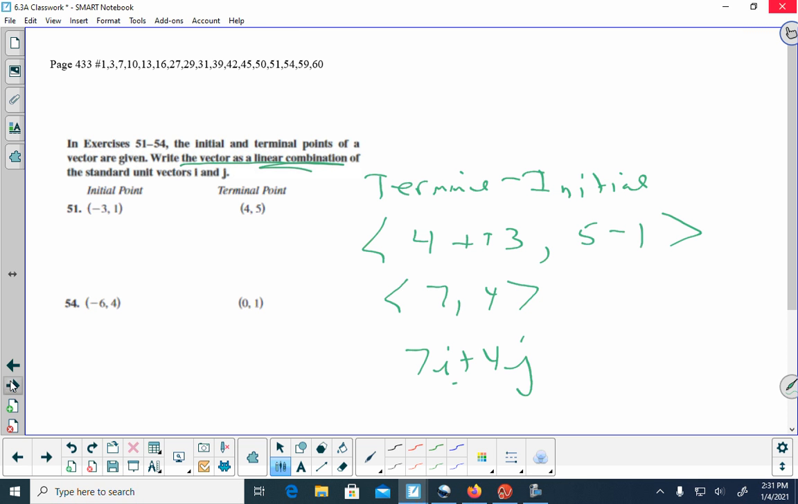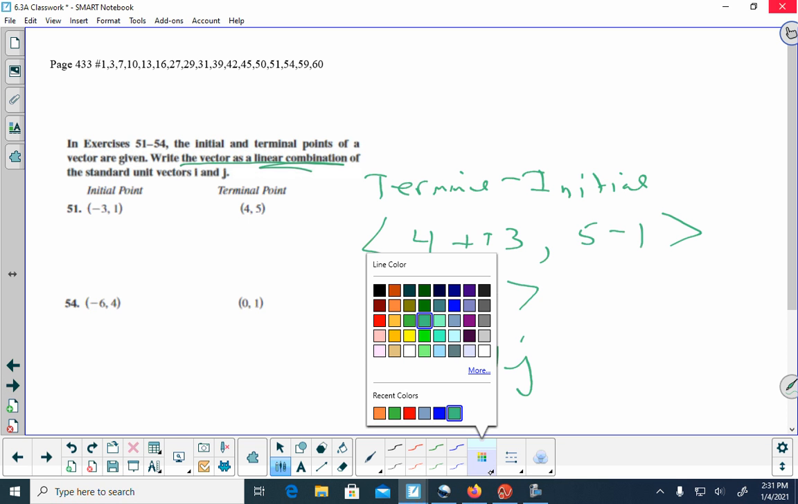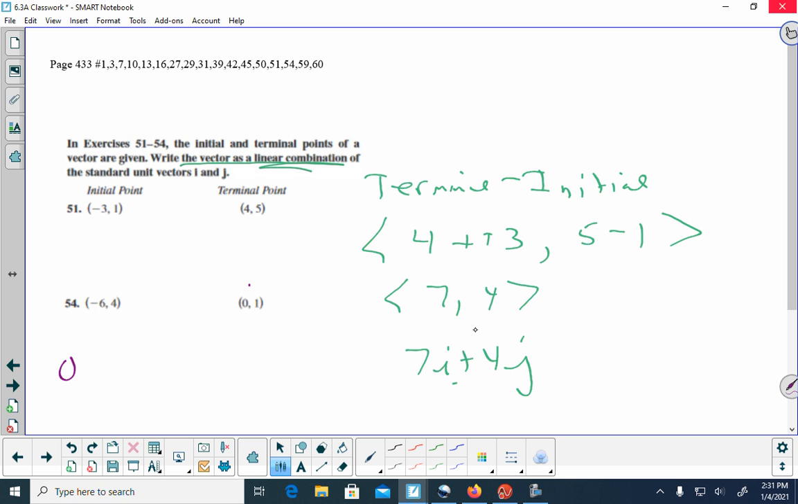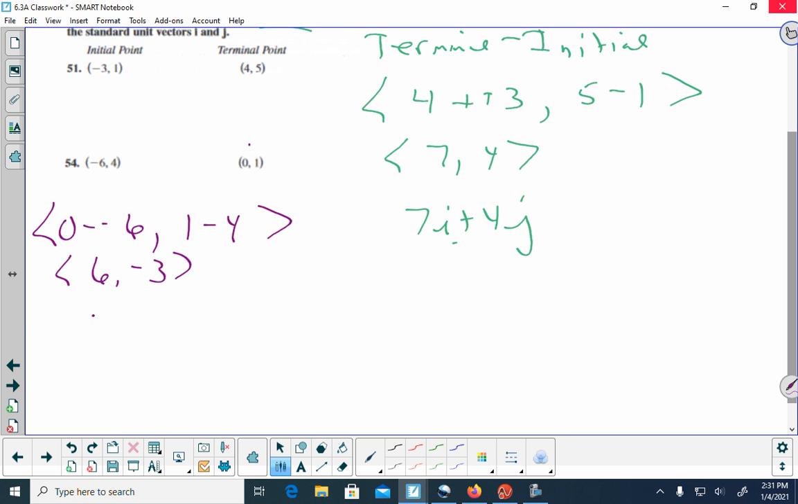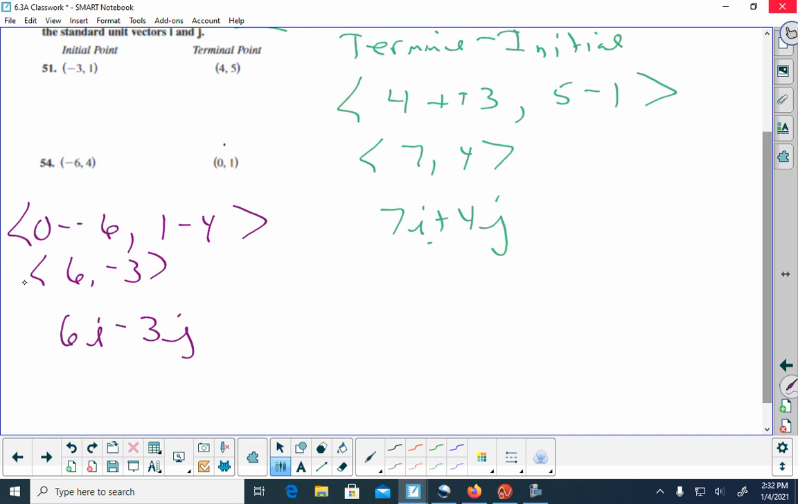Okay, the next one, I am going to do the same process, terminal minus initial. So this is my terminal, 0 minus -6, bracket, 1 minus 4. So I'm going to end up with 6, -3. And then the linear combination is going to be 6i minus 3j. Okay, and that's that.